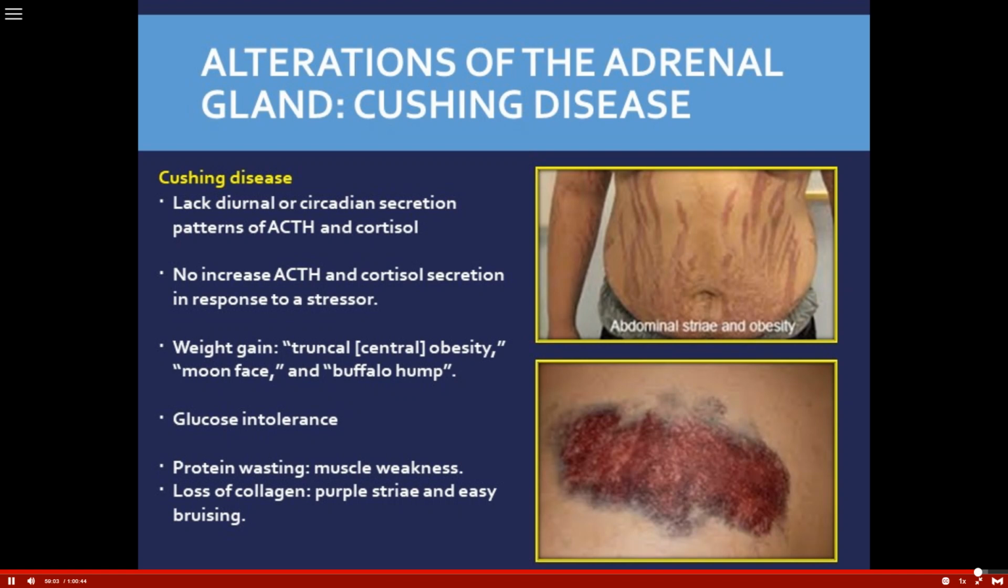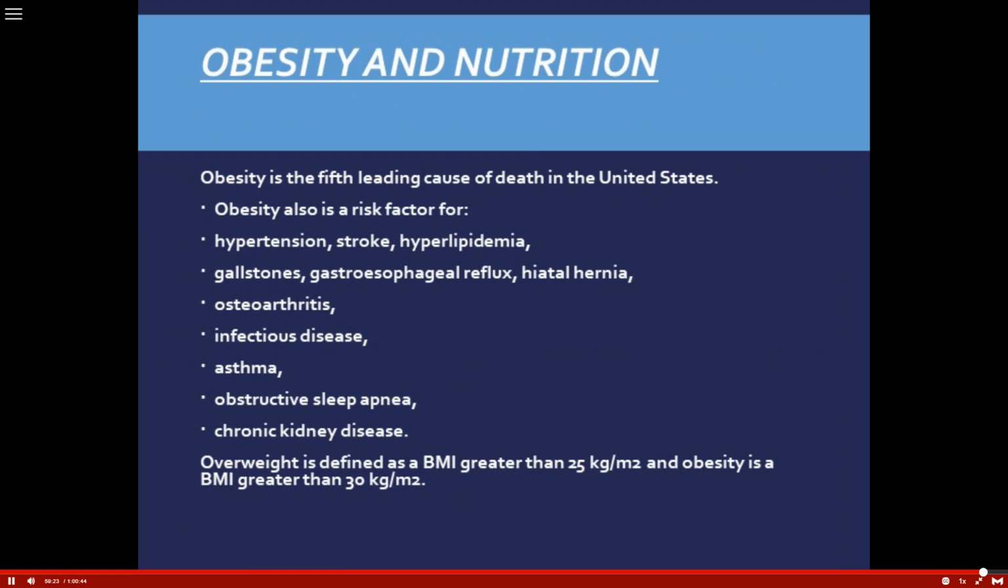Here's a picture of that striae and that obesity. I don't think you'll forget that picture. There's certainly easy bruising. And so that, in this case, too much. So Addison's, got to add. Cushing's, too much. And then lastly, obesity and nutrition. It's not that this isn't important. I know they added a very short chapter on obesity and nutrition, which really further evidence of what a problem this has become.